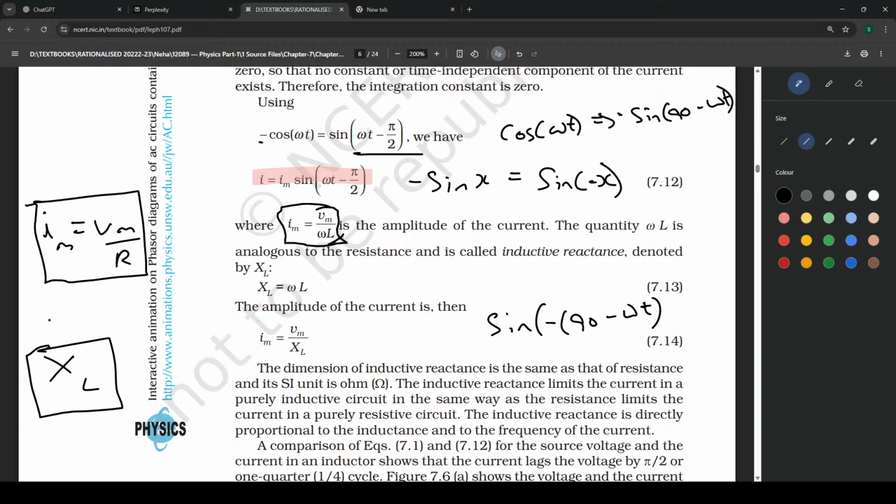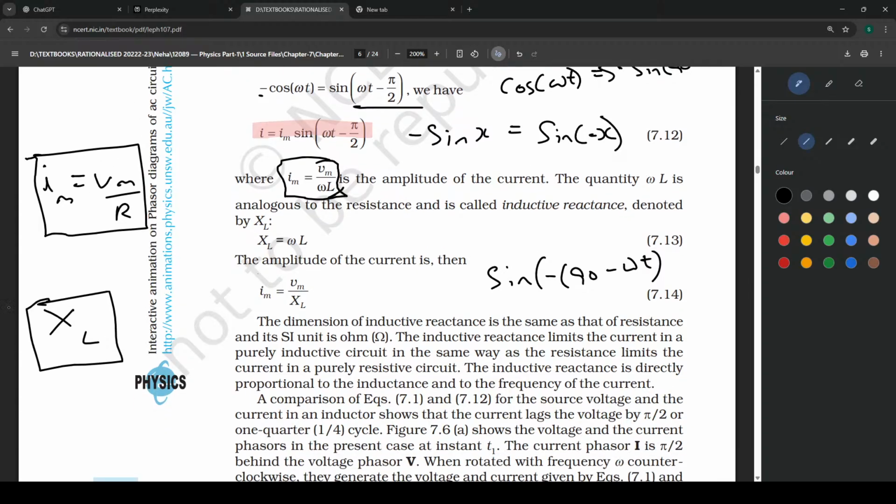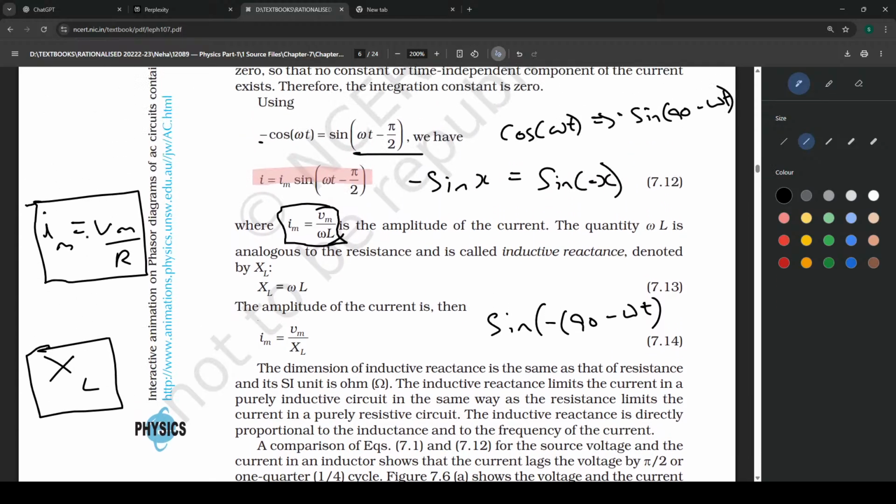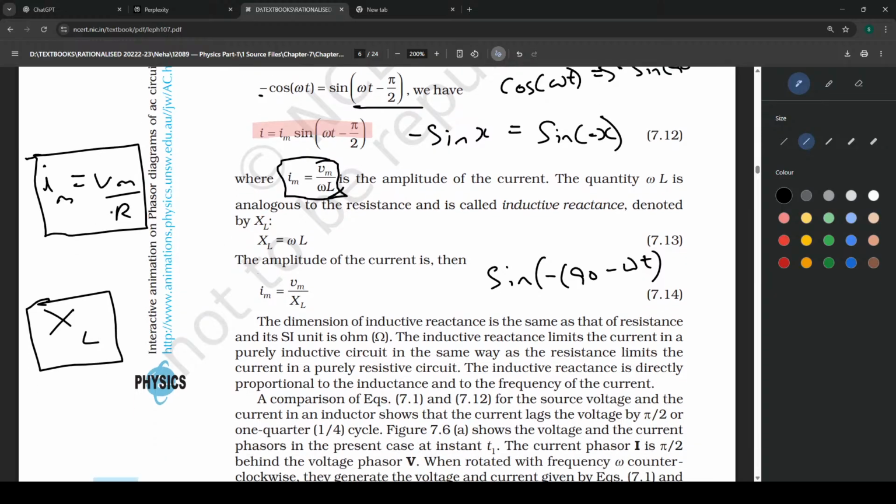In case of a pure resistor circuit, which we will see later, we will denote the value as resistance. In a pure capacitive circuit there is no resistance as such. There will be one more formula, a kind of reactance, which is called capacitive reactance. That is not here in the capacitive circuit. We will see this later.